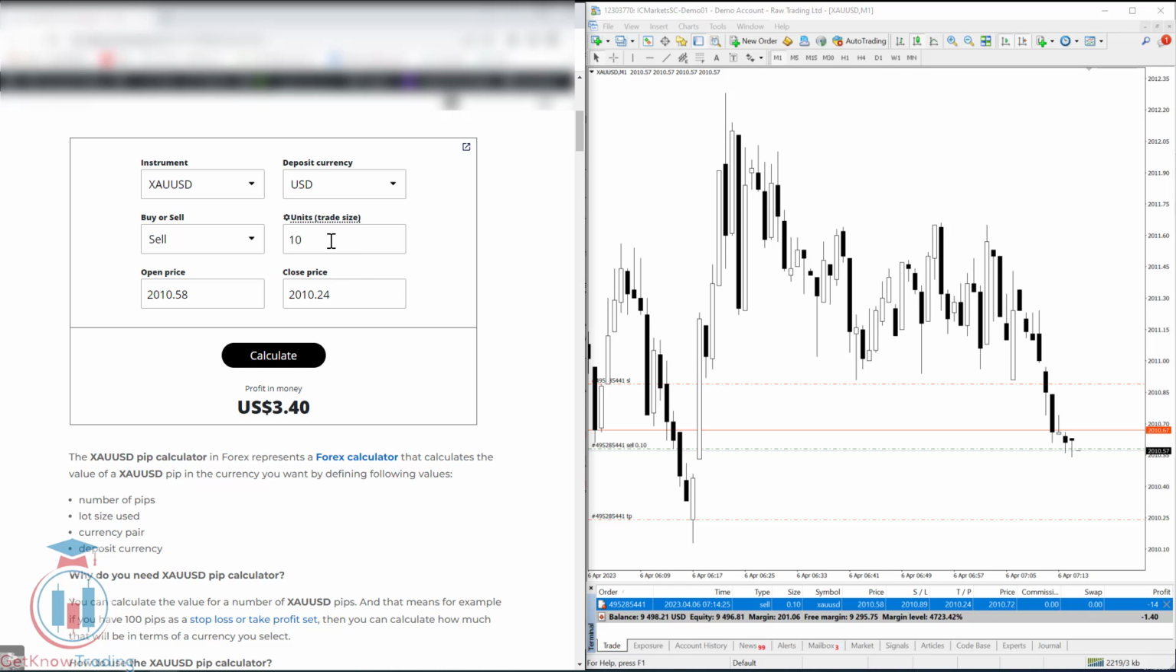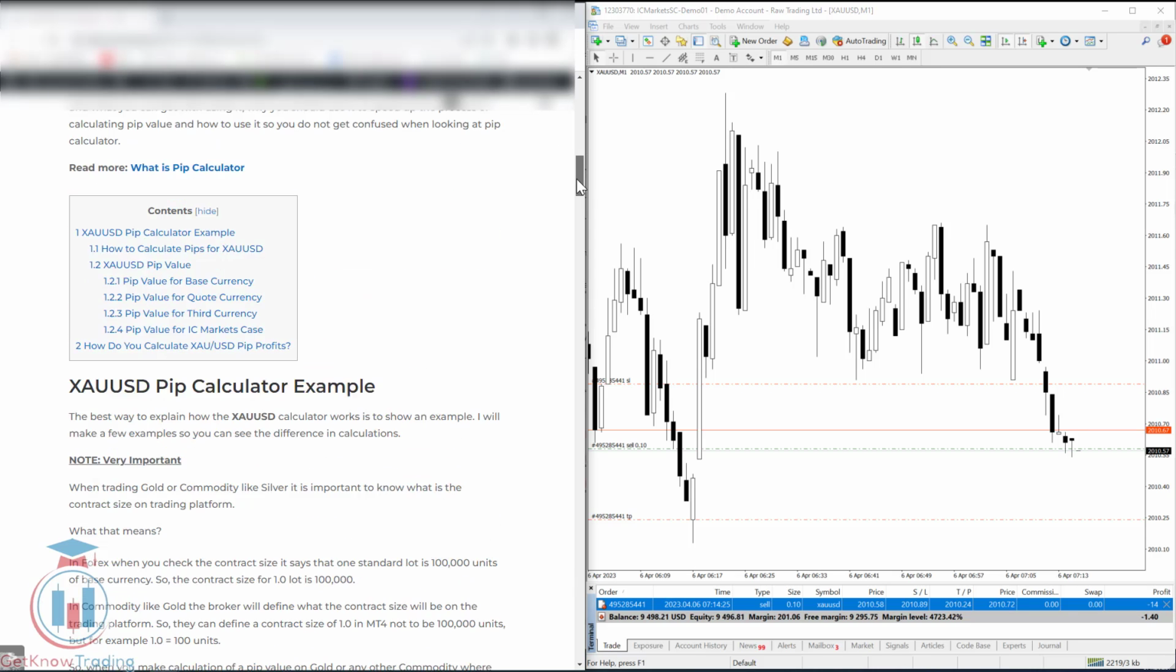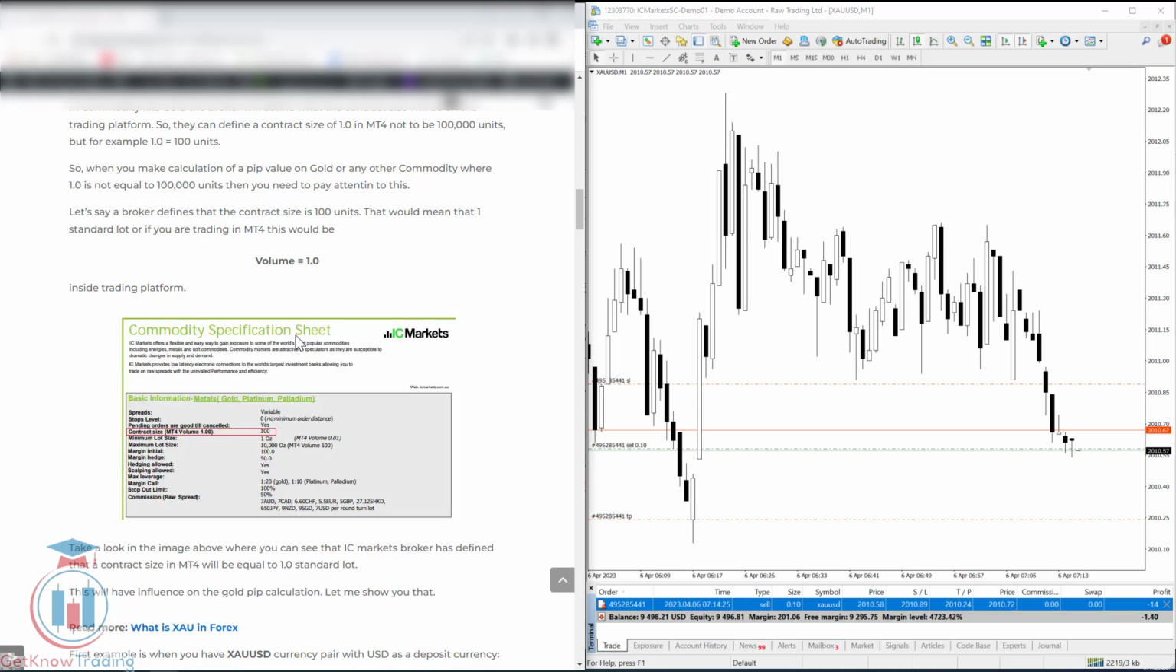You can change the units, but you can also change the broker that you are using and check their documents for the commodities to see what contract size you need. In the case of IC Markets, as I have explained, I found this commodity specification sheet on their website, or you can ask their customer support what the contract size is for different commodities on their trading platform.